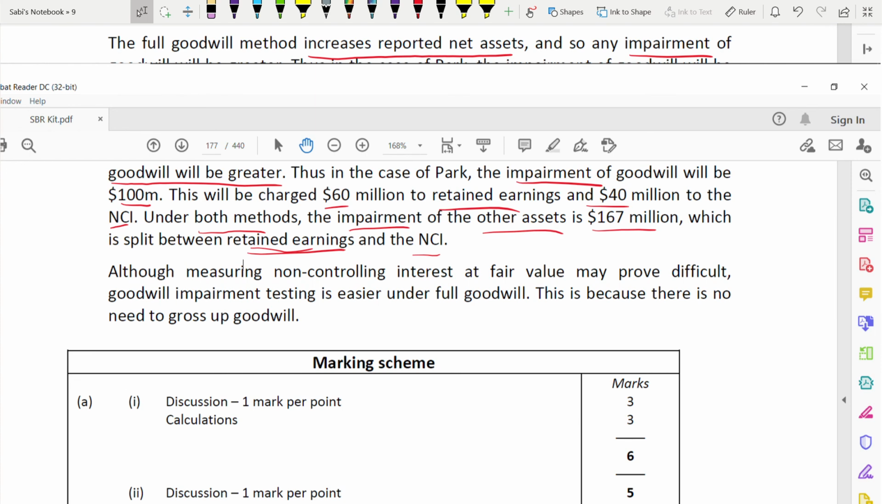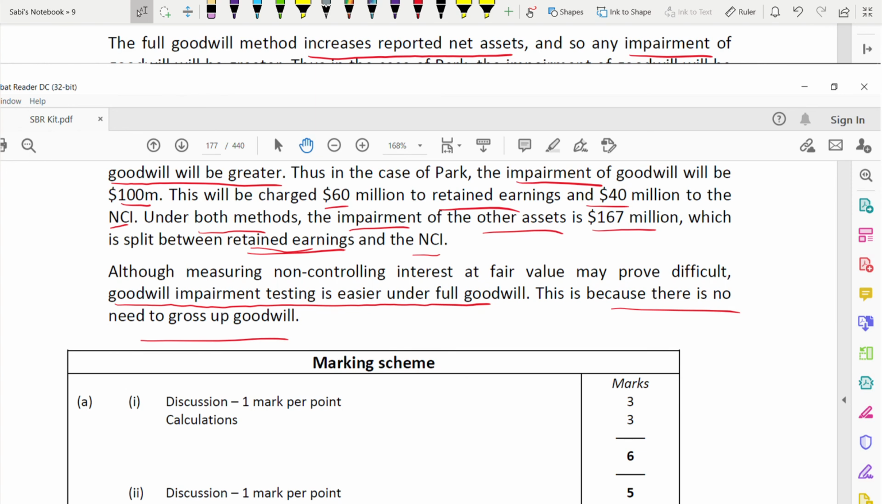So measuring the NCI at fair value may prove difficult, right? Goodwill impairment testing is easier under the full goodwill method, isn't it? Goodwill impairment is easier under the full goodwill method. This is because there is no need to gross up the goodwill. You can write this. Definitely, you can write this as an impact. It's a positive impact that you don't have to gross up. Now we are done with all the requirements.